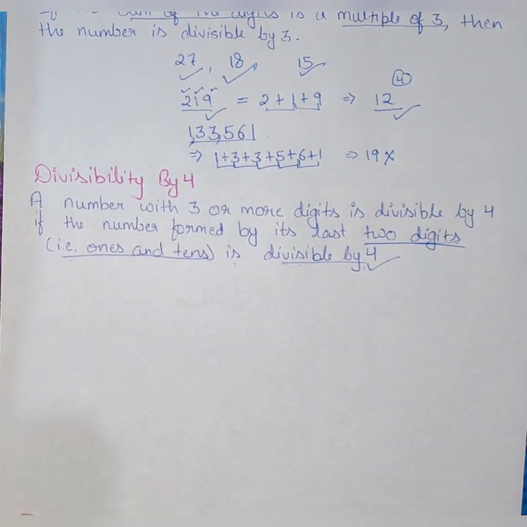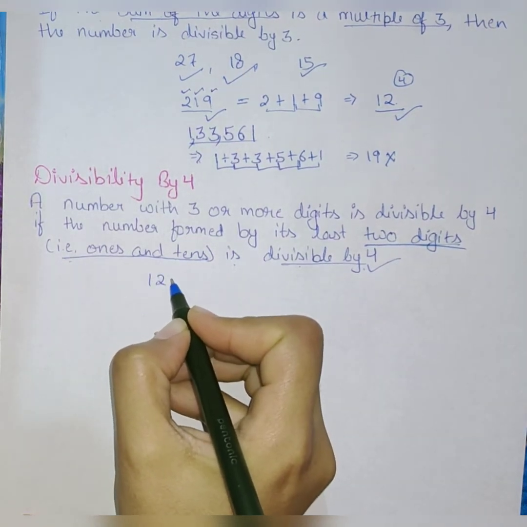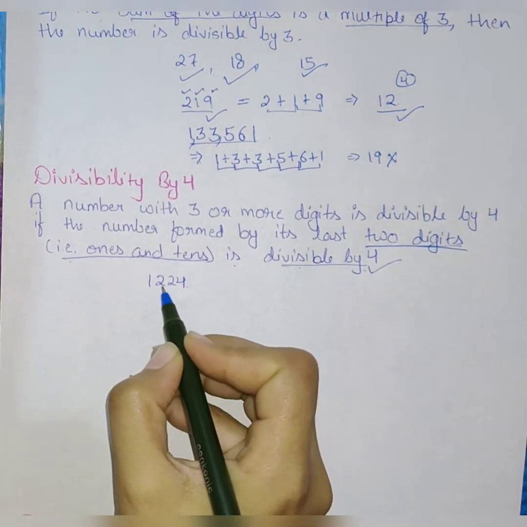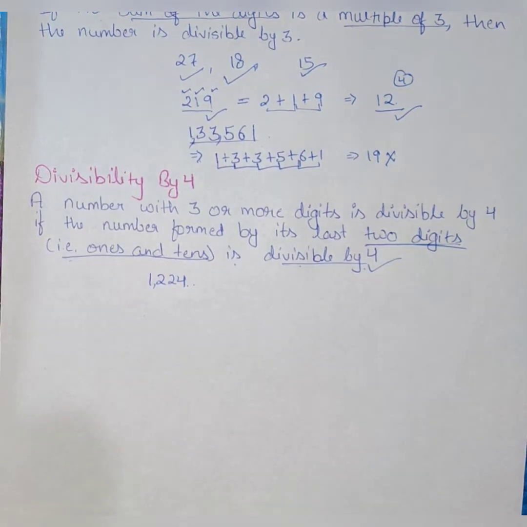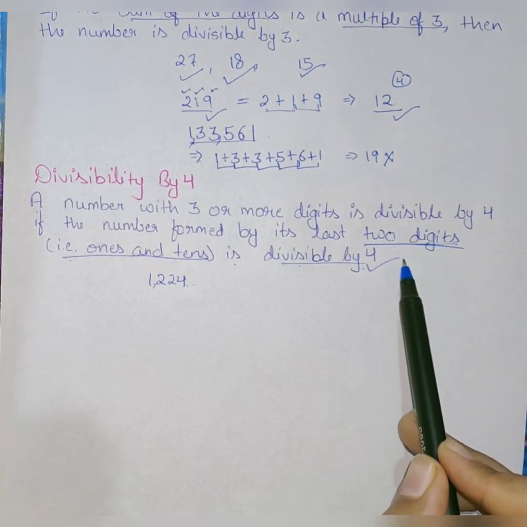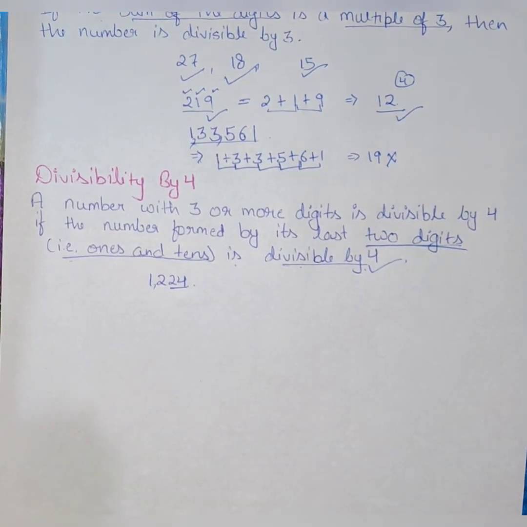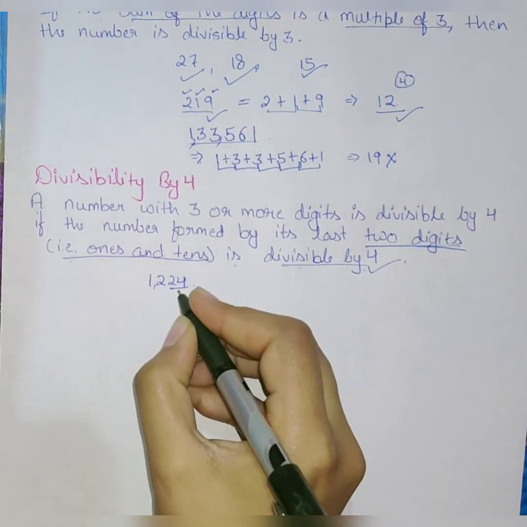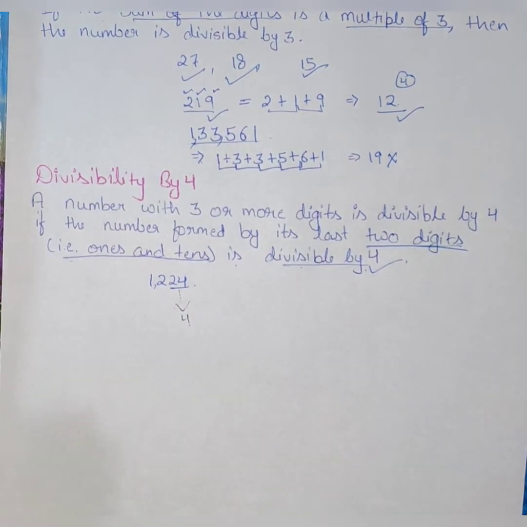Now let's check. Suppose we have the number 1224. We have to tell whether the number is divisible by 4 or not. According to our divisibility rule, we look at the last two digits. Here the last two digits are 24, and you know that 24 is divisible by 4, 6 times. So this number is completely divisible by 4.